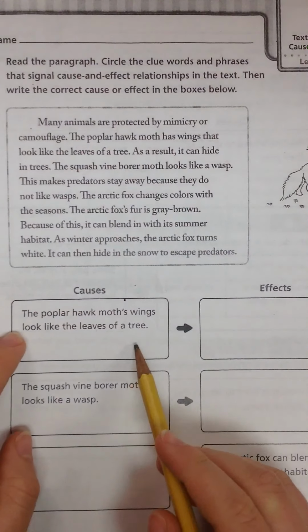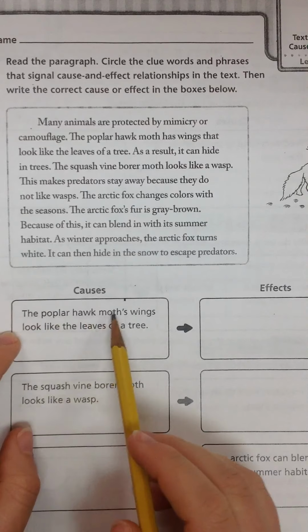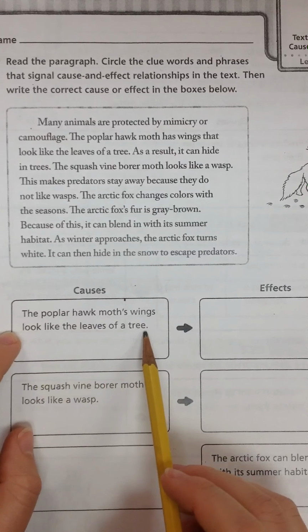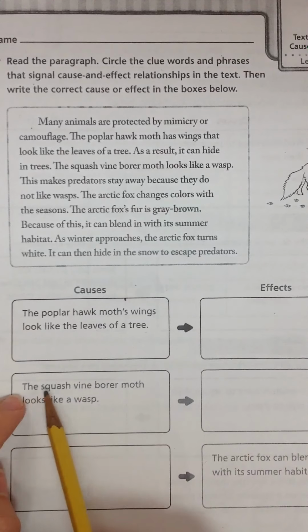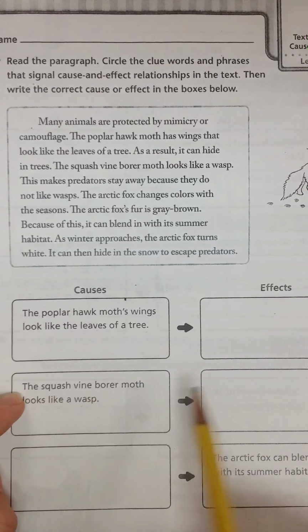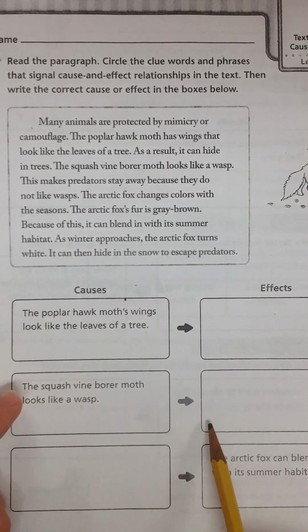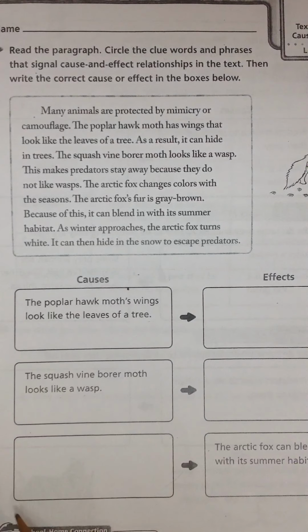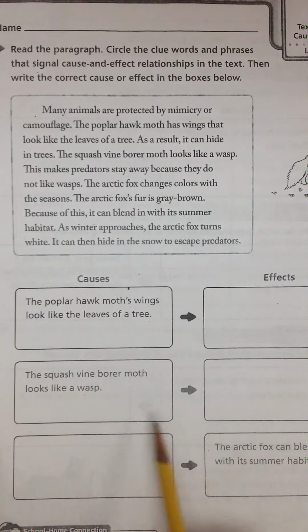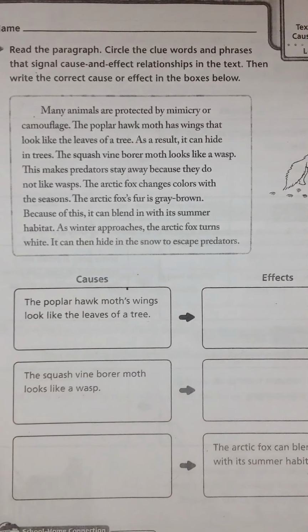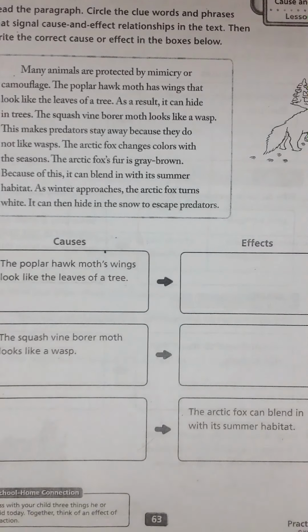So this already gives you the cause. Because the poplar hawk moth's wings look like the leaves of a tree, what then happens? Or because the squash vine borer moth looks like a wasp, what then happens? And they have some cause here, and because of that cause, the Arctic fox can blend in with its summer habitat, so you have to fill that in there. All right, you just let me know if you have any questions. You've got this.